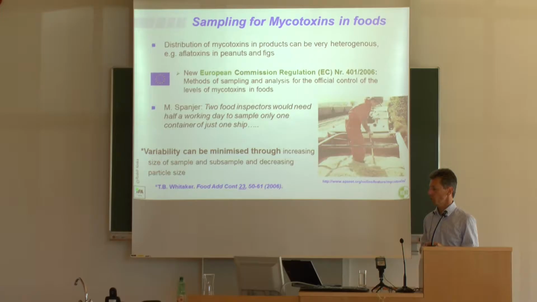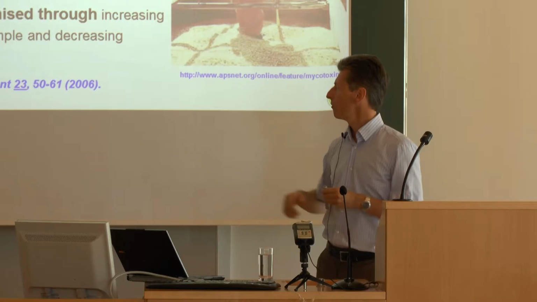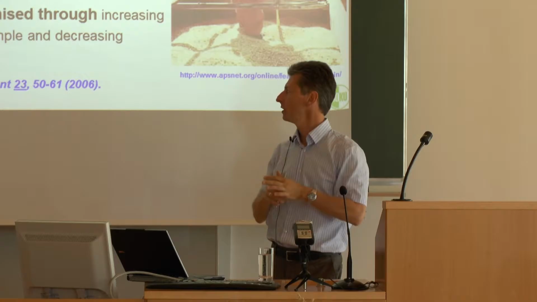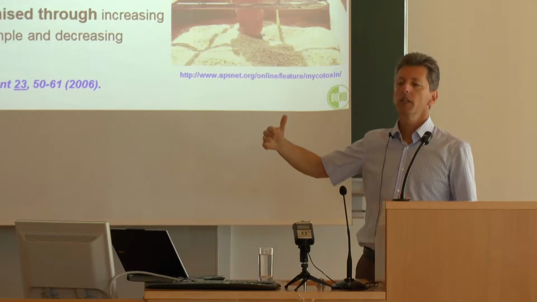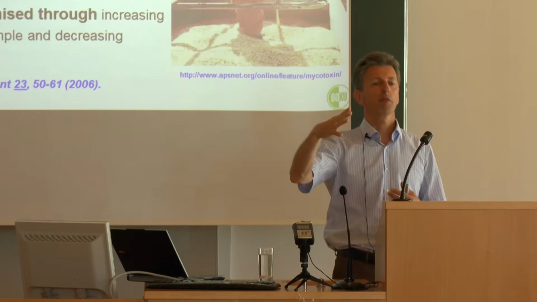I also would like to point out in the first instance that the variability of the mycotoxin contamination can be minimized through increasing the size of the sample. So the larger your sample is, the more representative. And also the subsample, and by decreasing the particle size. That is why when we are asked for advice on how to homogenize the samples, as a rule of thumb, we say it should be homogenized ideally to a grain size of less than 500 micrometers. So that is one very important aspect.